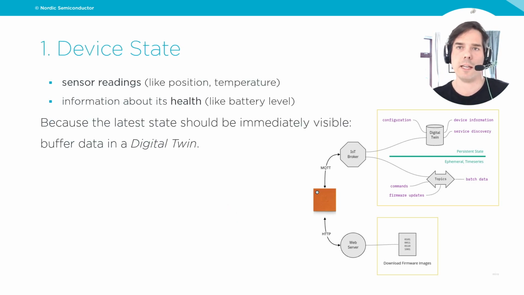First, device state. A device needs to send its sensor readings like position and temperature and information about its health to the cloud. One of the important health information is battery level. The reason why we also store this in a digital twin is to enable the cloud backend, an application, to query this data immediately and not depend on the device being able to respond to a query right away. Because devices will be offline in many scenarios, or probably most of the time.